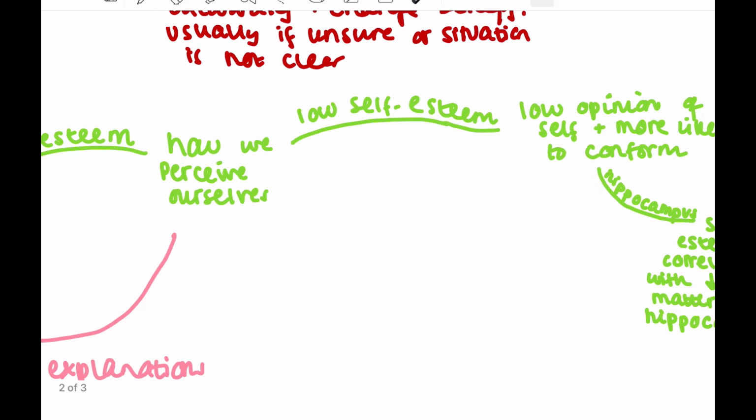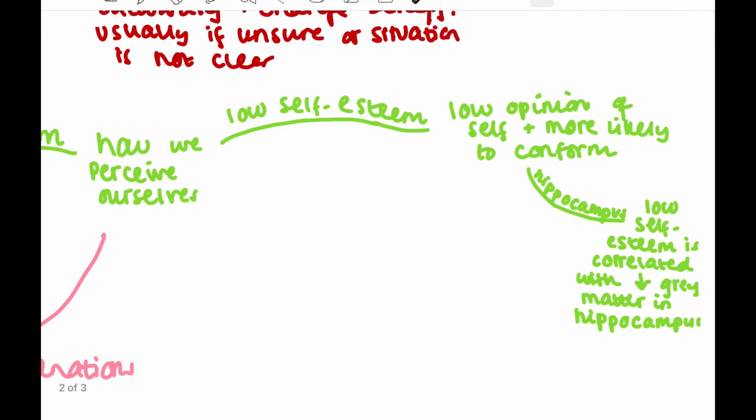If you are someone who has low self-esteem, that means you've got a low opinion of yourself. You're not confident in your actions, and you are more likely to conform. If you're not confident in your behaviour, you're much more likely to go along with the group compared to those who are more confident or might have higher self-esteem.